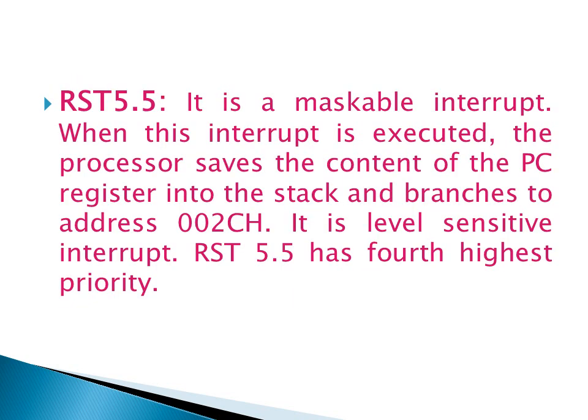The next hardware interrupt is RST 5.5. Again, RST 5.5 is a maskable interrupt. That means it can be disabled by the microprocessor. So when this interrupt is executed, the microprocessor saves the content of the program counter register into the stack and branches to the interrupt service routine, whose starting address is 002CH. This interrupt has the fourth highest priority among all interrupts. It is a level sensitive interrupt.